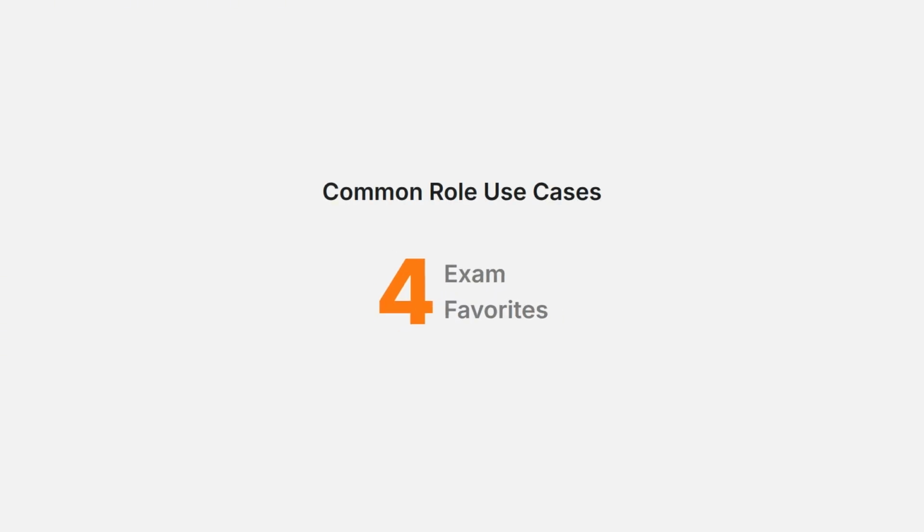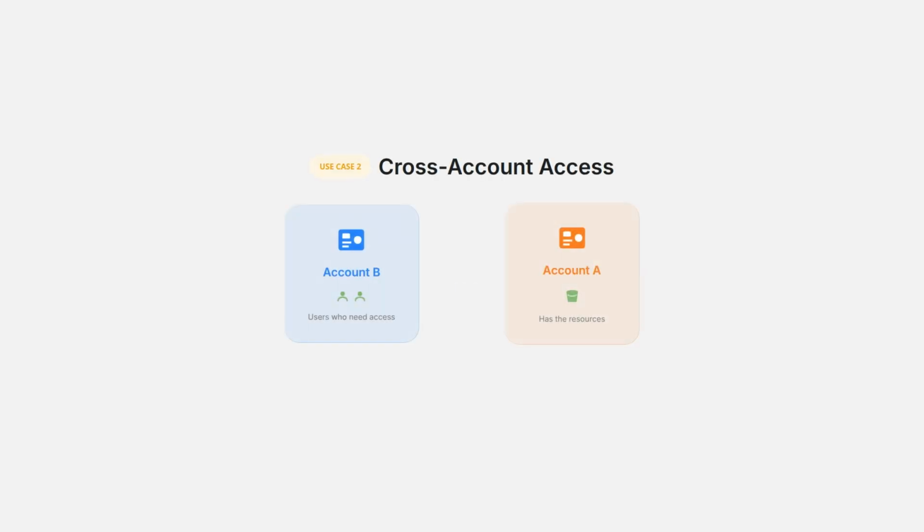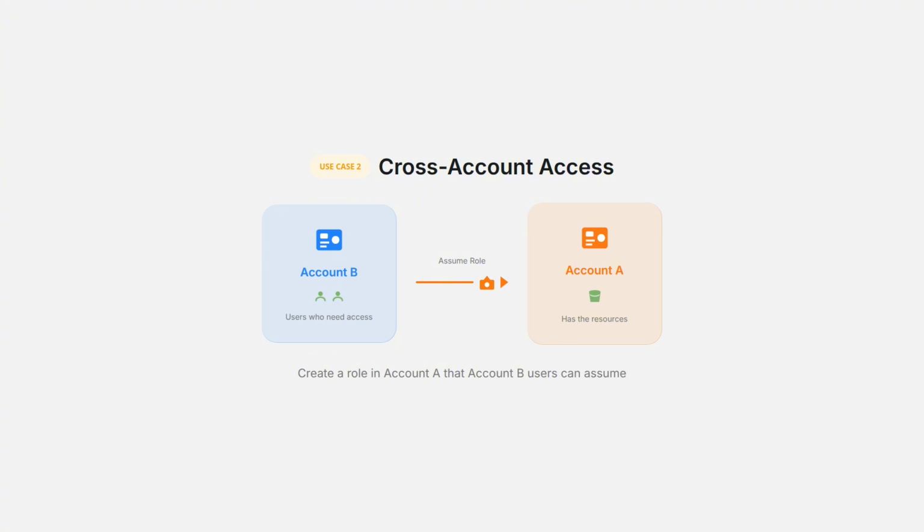Let's look at the 4 most common role use cases you'll see on the exam. First, EC2 instance roles. When your application runs on EC2 and needs to access other AWS services like S3 or DynamoDB, you attach a role to the instance. No access keys needed. Second, cross-account access. When users in account B need to access resources in account A, you create a role in account A that account B users can assume.